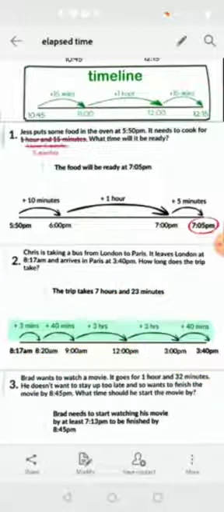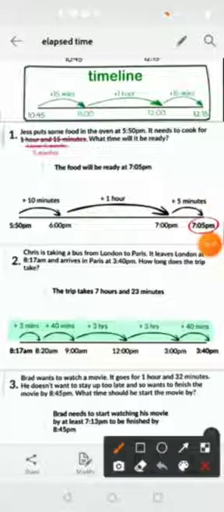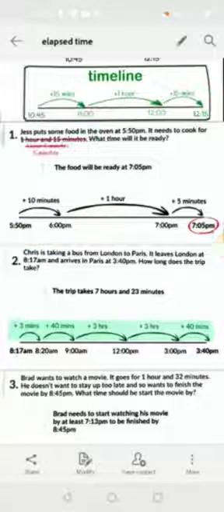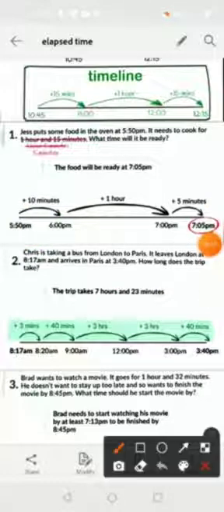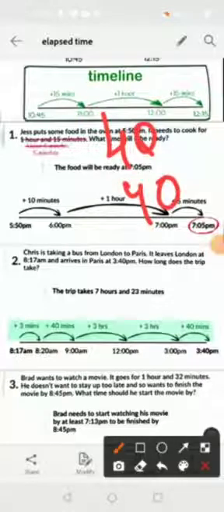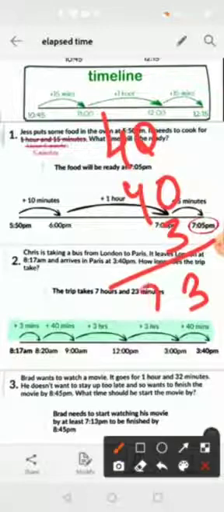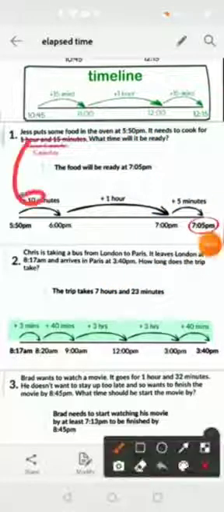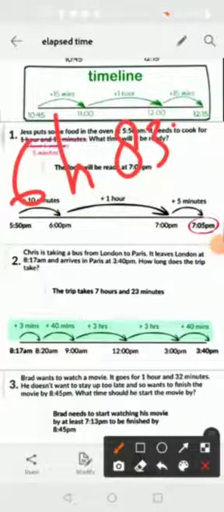Now we will add all the hours and minutes separately. First we will calculate hours. How many hours are there? 6 hours. Now add minutes separately. How many minutes are there? 40 minutes and 3 minutes. Add that, 43. Okay, it means 6 hours 43 minutes.